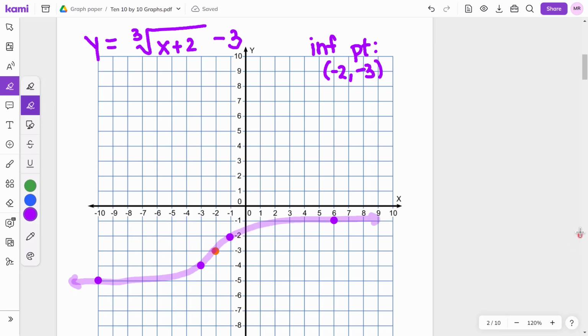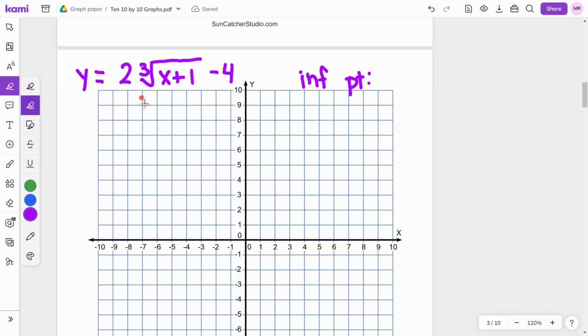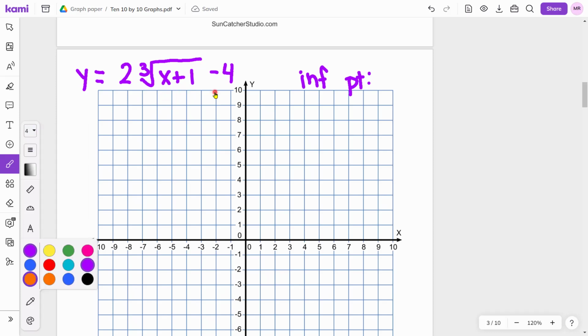Now let's try one with a stretch and being transformed. So let's say we have y is equal to 2 times the cube root of x plus 1 minus 4. So my inflection point is going to be -1, comma, -4. Okay, so again, I'm going to do that inflection point in orange just so we can see where that is. So I'm going to go to -1, -4.